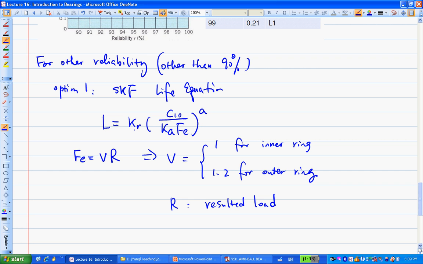So what's the resultant load? If there's only one direction of load, there's just one direction. But maybe you have two-plane bending, so maybe you have a loading here and a loading there. You have to calculate the resultant load from the two planes. That's the resultant load R. We'll look at an example for R. If it's the inner ring, you don't need to do anything. Outer ring, you multiply by 1.2. That's FE. And KA is called the loading factor.